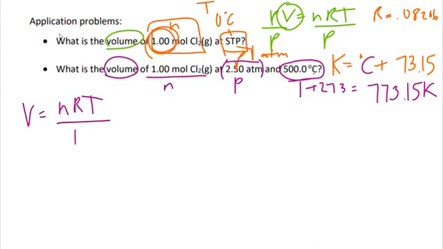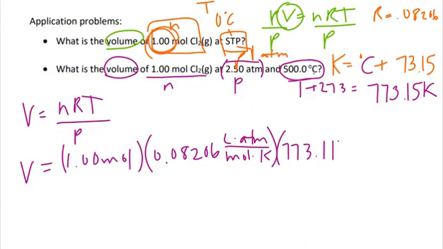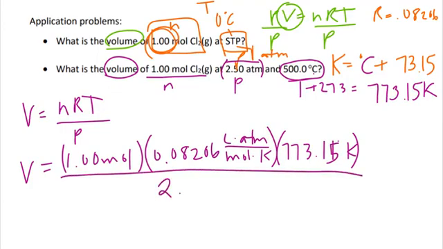Now let's plug in. We just solved up here, we said volume is equal to nRT over pressure. So let's plug in my N, my moles, was 1.00 moles. My R is 0.08206. And my temperature, all divided by pressure of 2.50 atms.